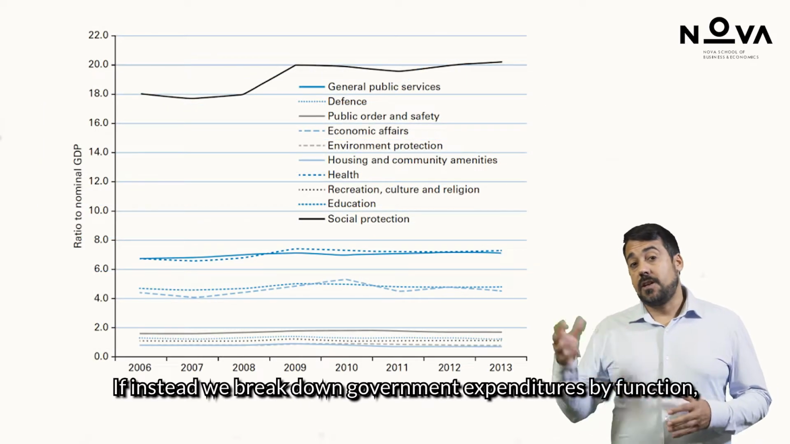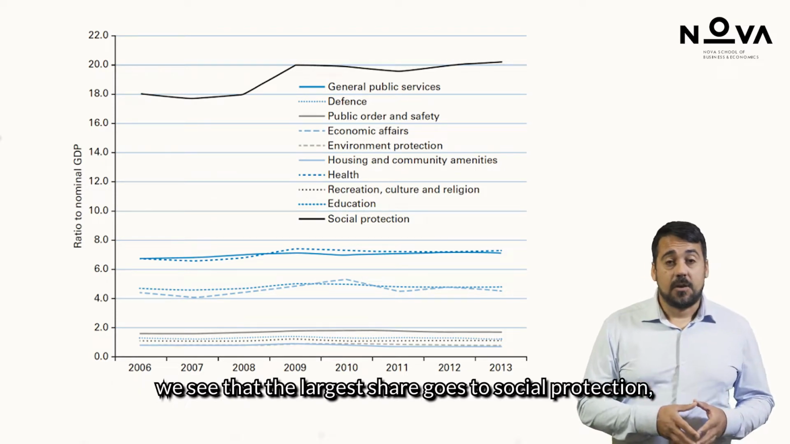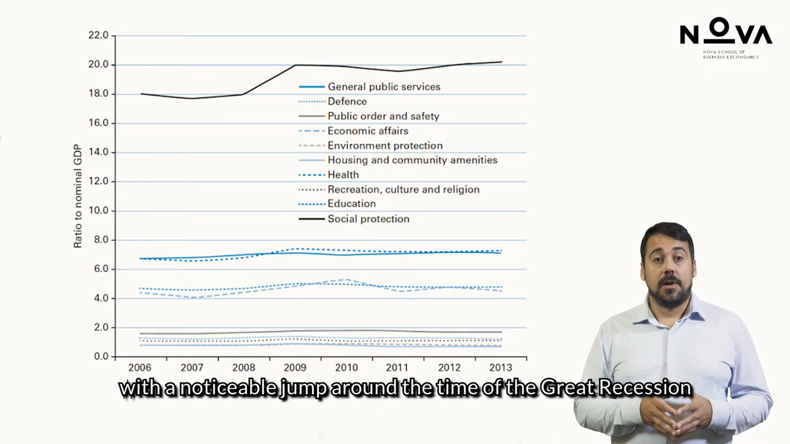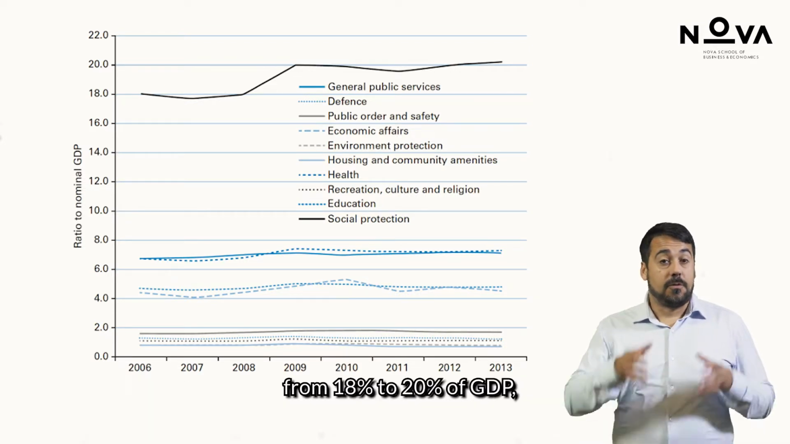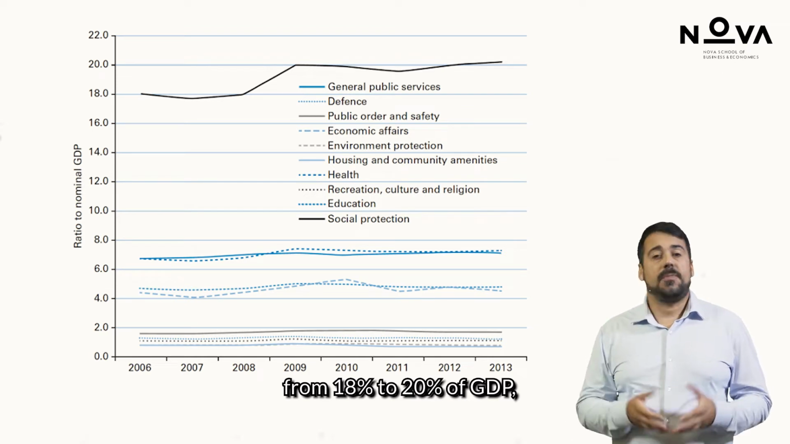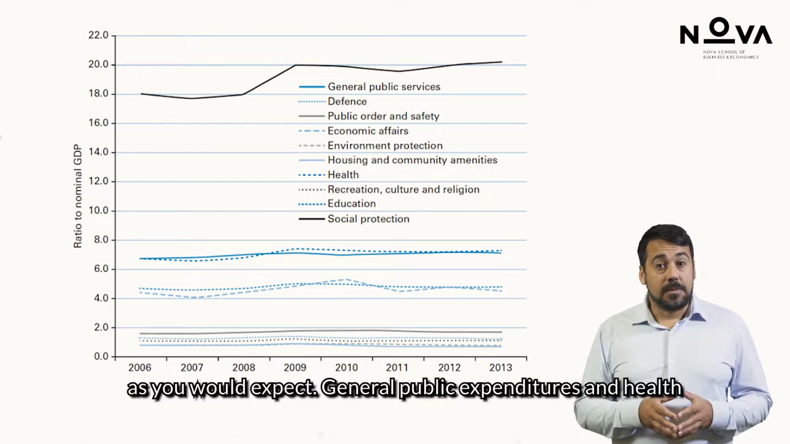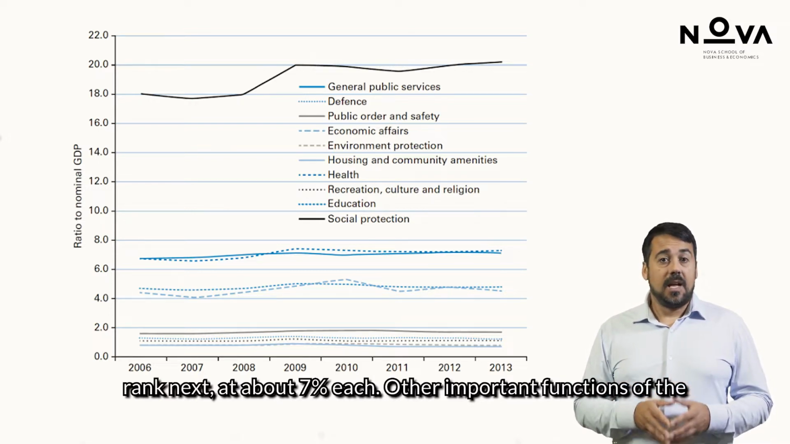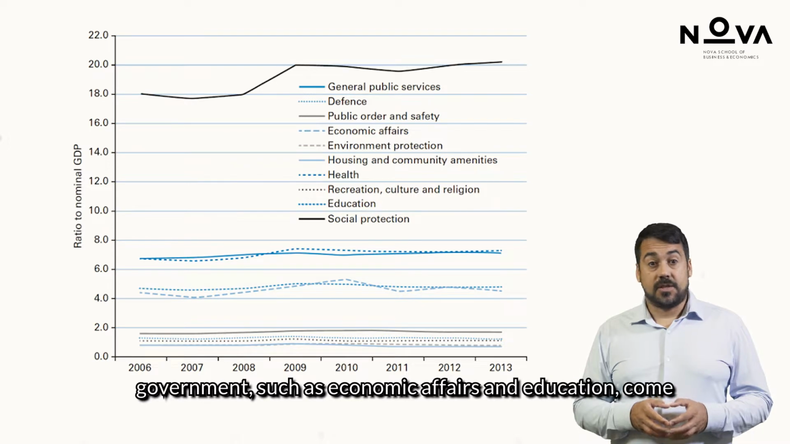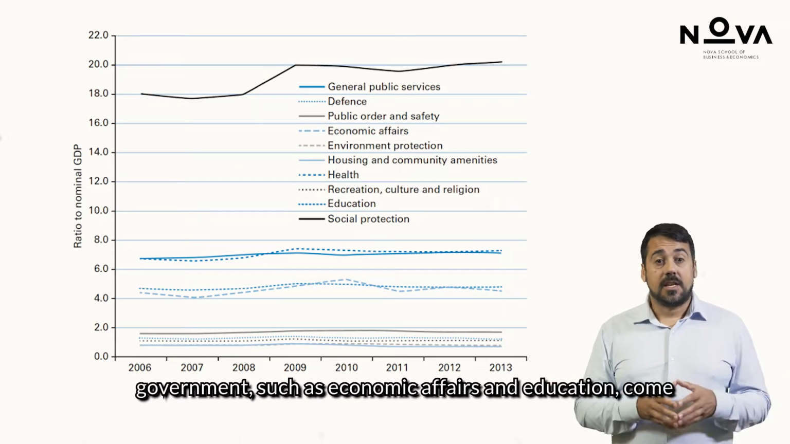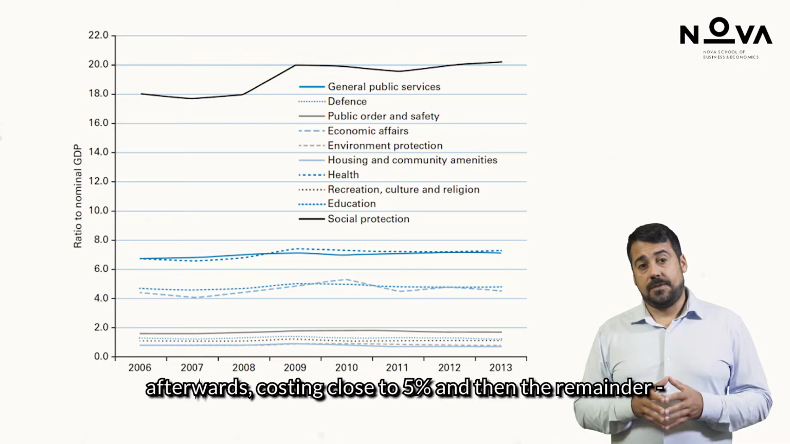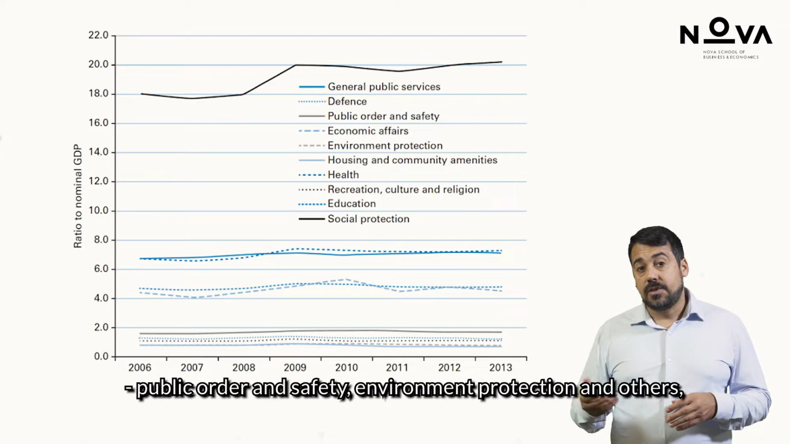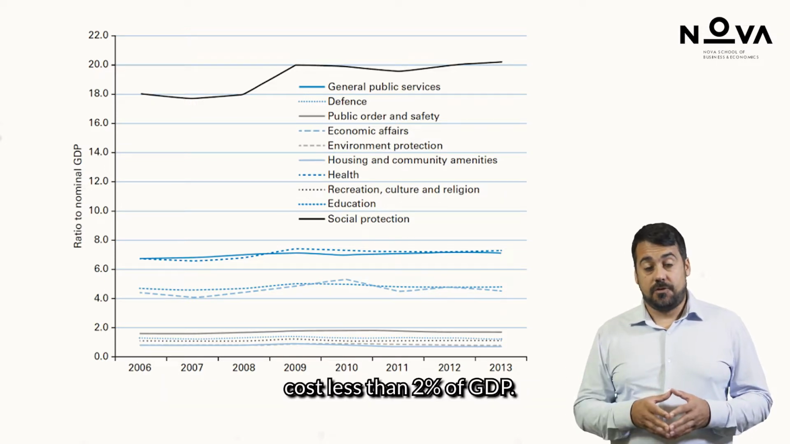If instead we break down government expenditures by function, we see that the largest share goes to social protection, with a noticeable jump around the time of the Great Recession, from 18 to 20% of GDP, as you would expect. General public expenditures and health rank next, at about 7% each. Other important functions of the government, such as economic affairs and education, come afterwards, costing close to 5%. And then the remainders, public order and safety, environment protection, and others, cost less than 2% of GDP each.